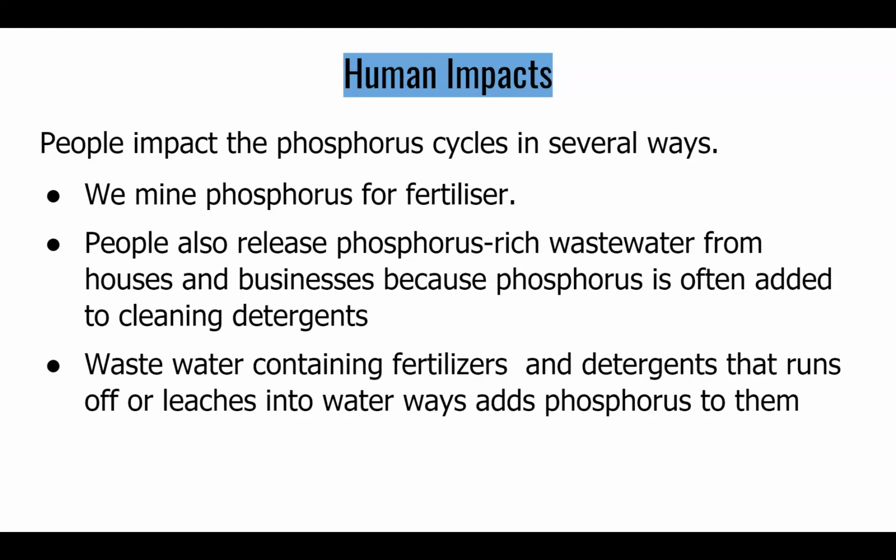Feeding people is good. We want to feed people, and one of the ways that we do that is through fertilizers, because fertilizers help plants grow, people eat. But there are some downsides to being able to do this, and that downside is impacting the phosphorus cycle.